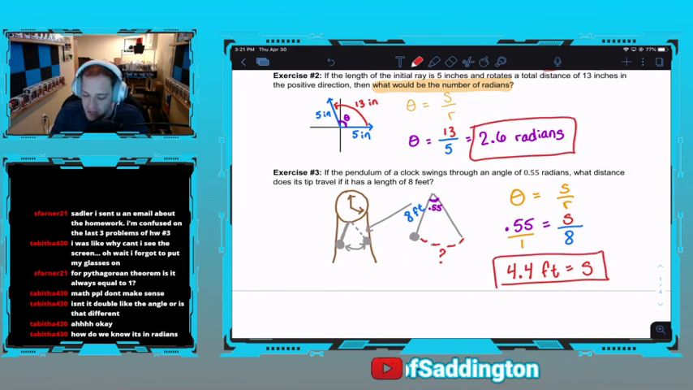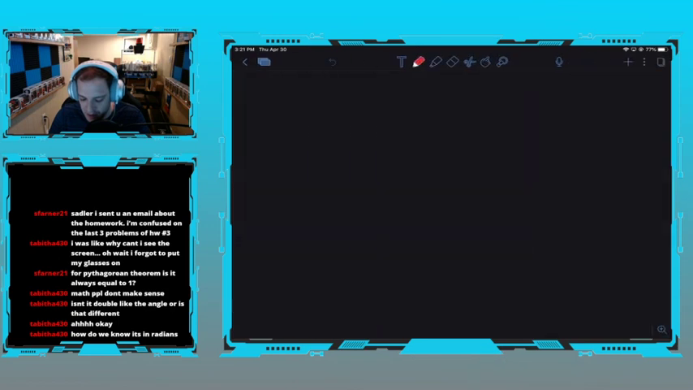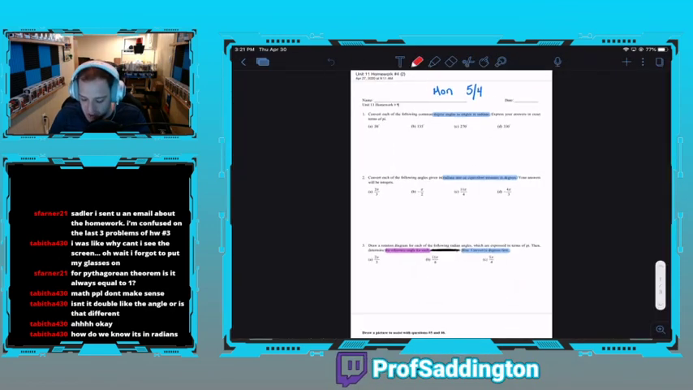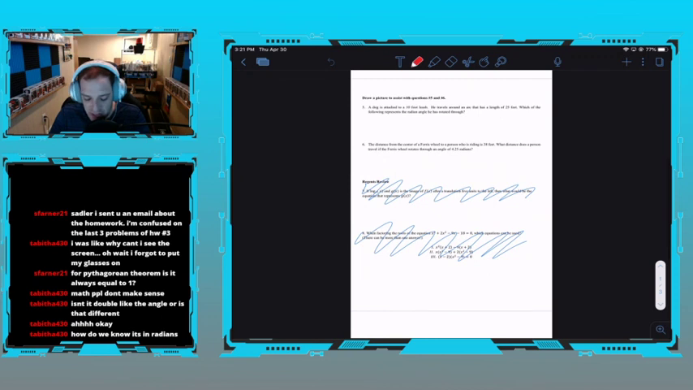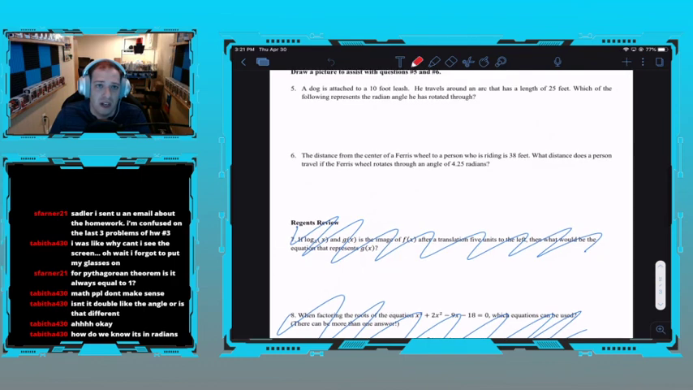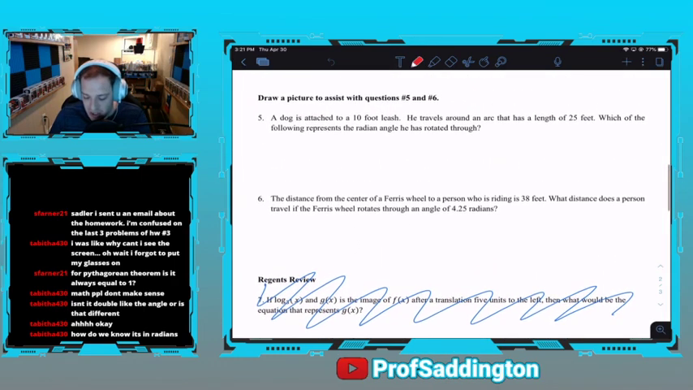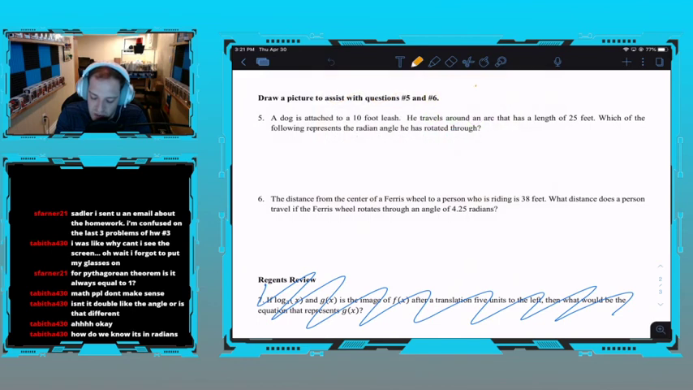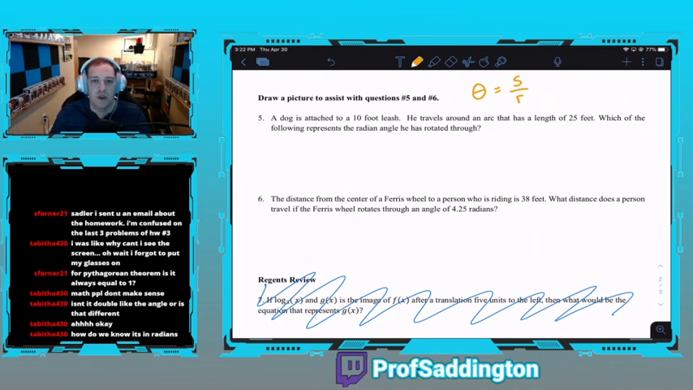So as far as the homework goes for tonight, some of you guys may have already got a jump start on the front page of it. So the front page was doing all the conversions. And when you get to the back page, numbers 5 and 6 is what we just did today. So you guys would just have to draw the picture and use the theta equals S over R formula for both of these. I would recommend drawing the picture. Some of you guys may not have to, but if you draw the picture, then you may be able to see which number gets plugged into where a little bit easier. Okay?